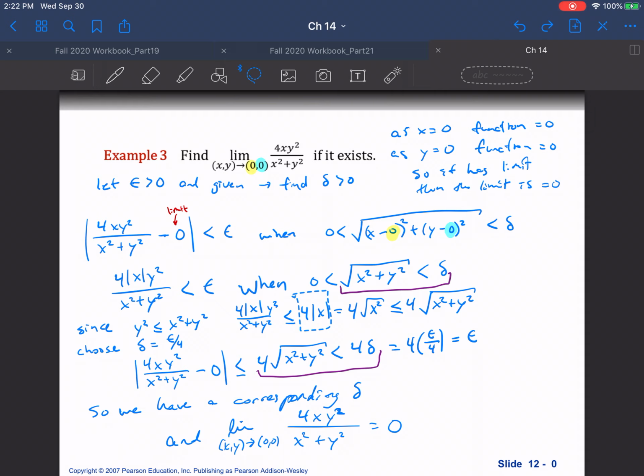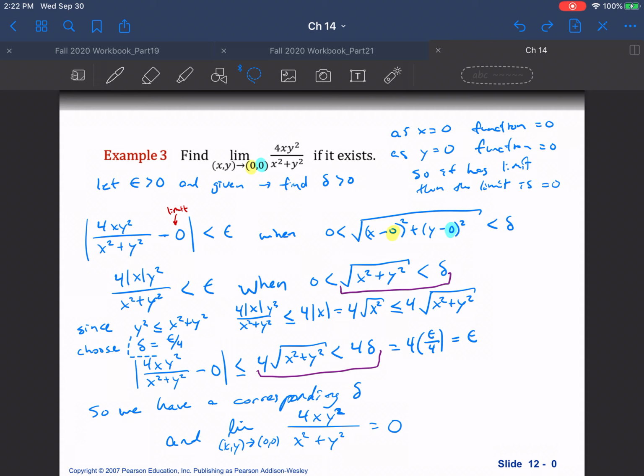And we can rewrite 4 times the absolute value of x as 4 times the square root of x squared, because the squaring gets rid of the negatives, and then we square root it and we're back to the same magnitude. And then that has to be less than or equal to 4 times the square root of x squared plus y squared, because y squared has to be greater than or equal to 0. And if you notice, that's our x squared plus y squared. That's what we have right there. So we can go ahead and choose a delta.